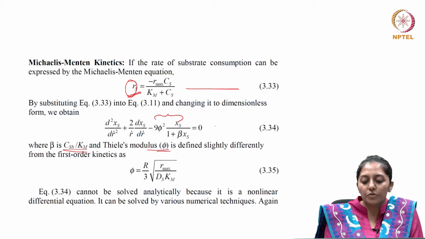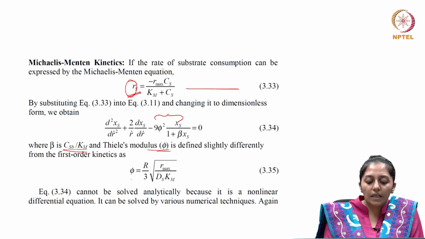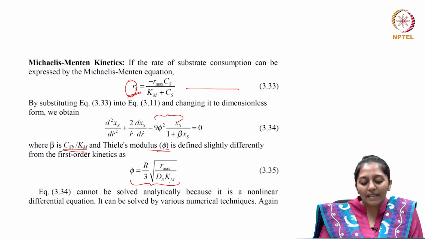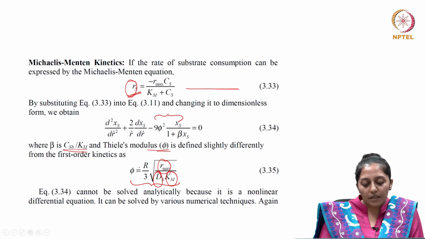So, if you do the rearrangement of the second order differential equation and do all the substitutions, bringing all the constants together, then the Thiele modulus in this case gets slightly changed in comparison to that with first order kinetics, where now inside the square root you will find we have the Michaelis-Menten constant, the diffusivity and the maximum reaction rate. Now, this is a non-linear function in xs. If you notice equation 3.34, it's a non-linear function in xs, so it cannot be solved analytically.